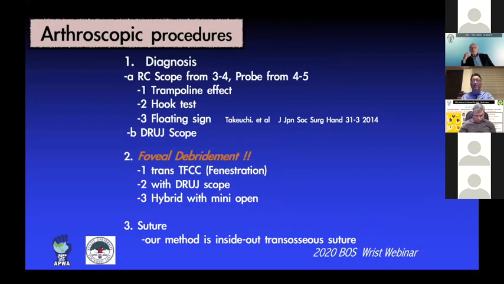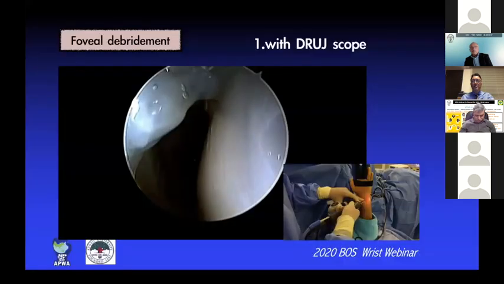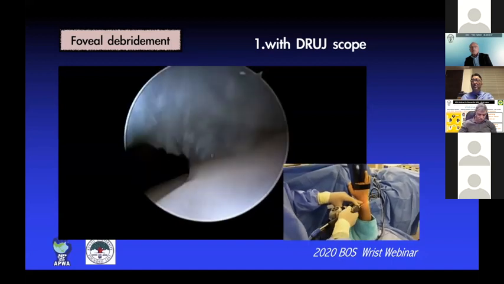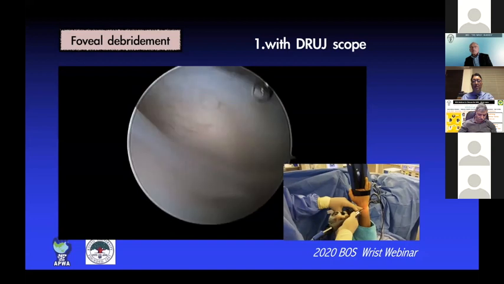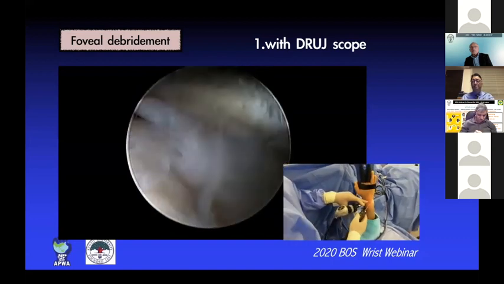A second step is foveal debridement. It's very important. This slide is courtesy of Professor Atsuta. The debridement group can get better results, especially on subjective pain and the DRUJ instability. From the radial DRUJ portal, the scope is introduced and the probing is done from the ulnar DRUJ portal. Debridement was performed from the ulnar DRUJ portal.